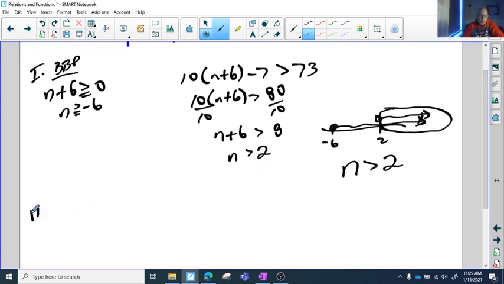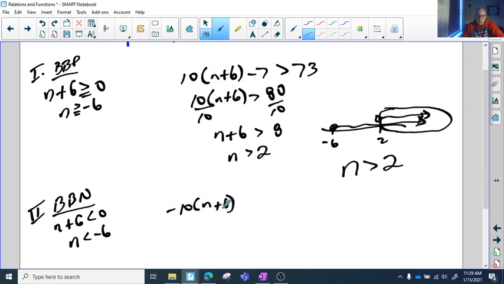Case 2 is what if between the bars is a negative? So that would be n plus 6 is less than 0. That would only happen if n was less than negative 6. So that means I have to somehow get a negative to go through this and switch it to a positive. So this would accomplish that if I just put a negative out in front of the 10, because that's going to distribute through the bars. Again, there's a variety of ways. You could leave this as 10 and put negative n, negative 6, be the same thing.